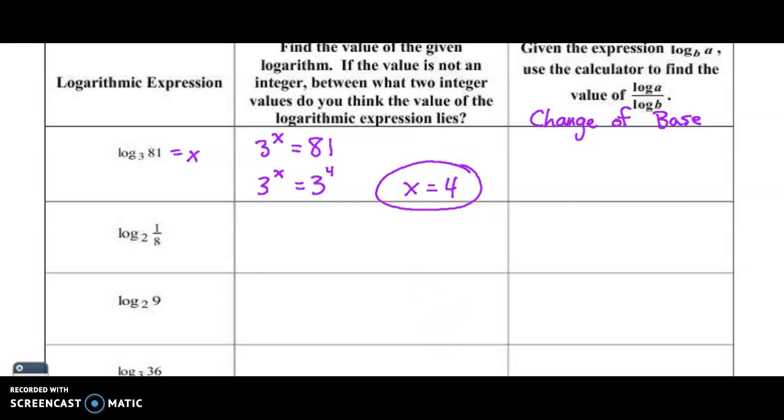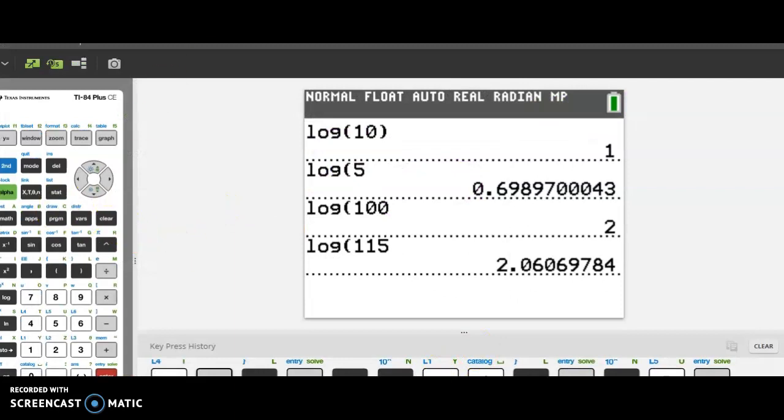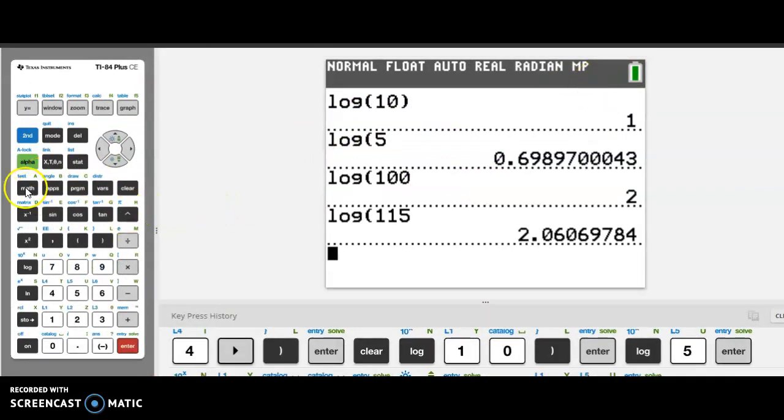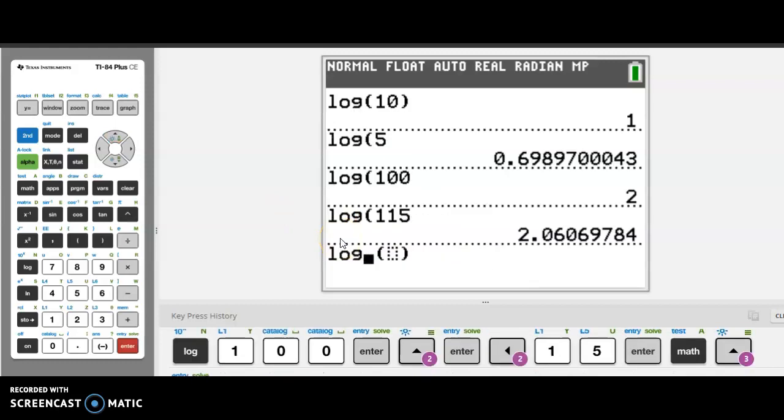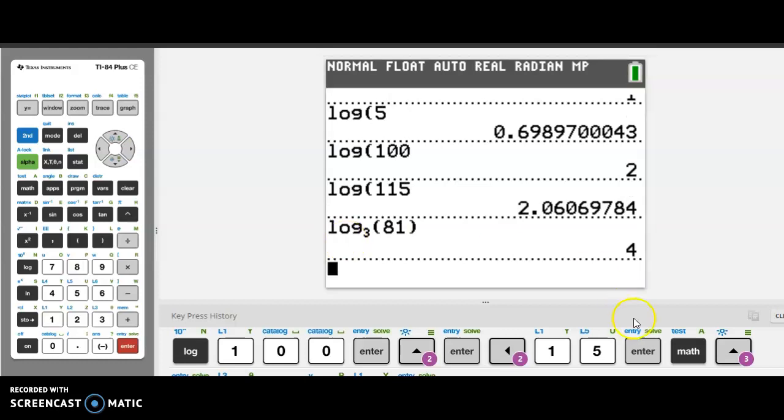Well, let me show you a couple things. And again, I'm not showing you this to just have you cheat, but under the math tool, pretty far down, that's why I just hit the arrow up a few times, you can find the log base 3 of 81. It will give you the correct answer.